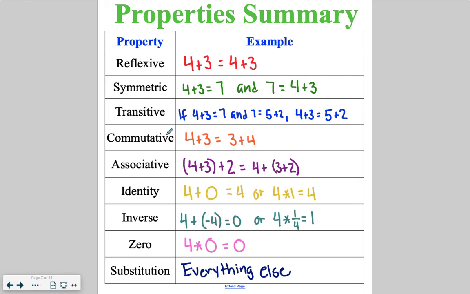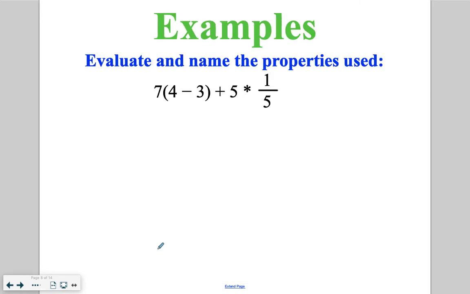When you are using these properties to explain a process, you want to be as specific as possible. So yes, every time you do something in a problem, you could call it substitution, but if it's one of these specific properties up here, you want to give it its specific name. So let's go through an example. We're going to evaluate and name the properties used.